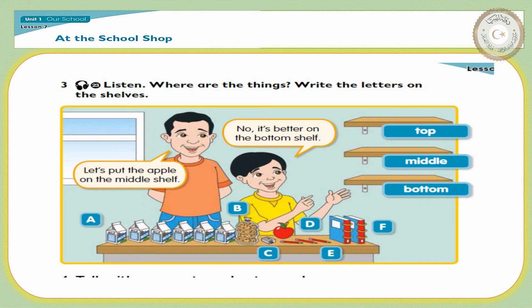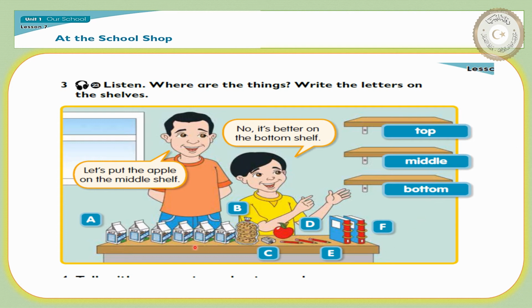Okay, now we are going to listen. Where are the things? Write the letters on the shelves. So here, what you can see, we have Yusuf and Tariq. And what do we call this? Top, middle, bottom, top, middle, bottom.